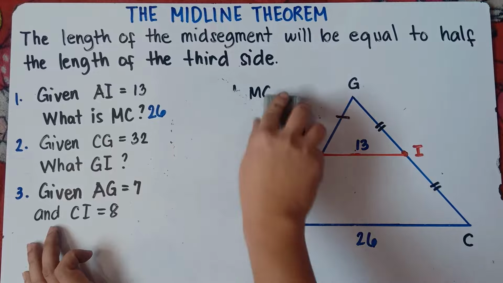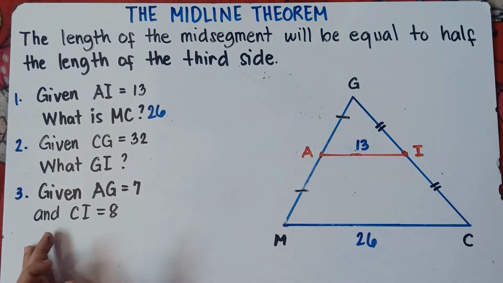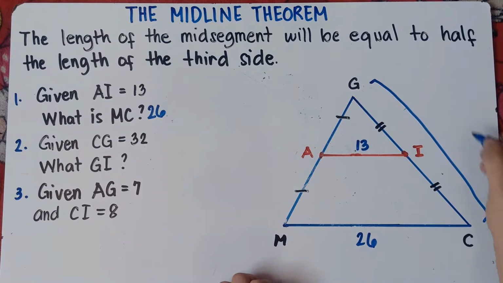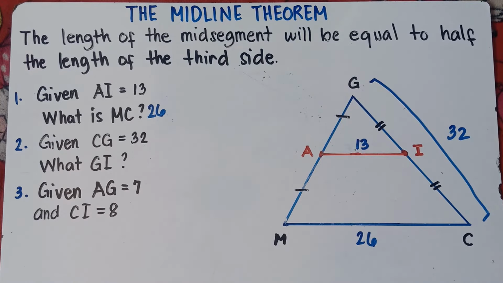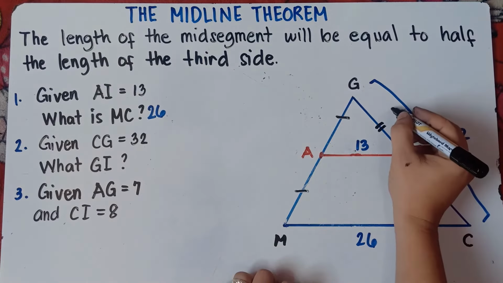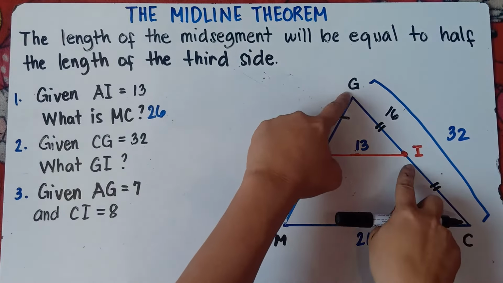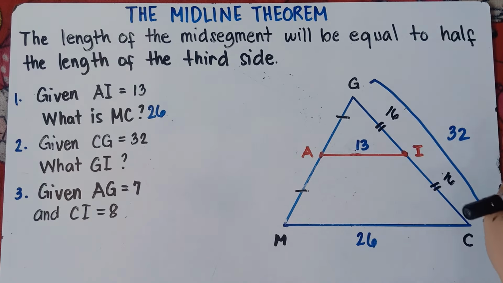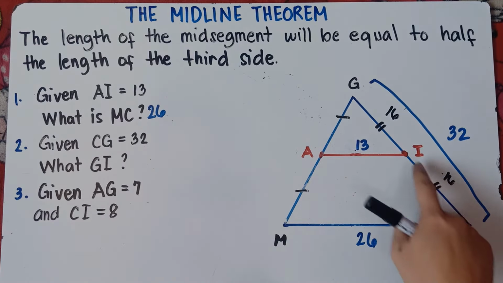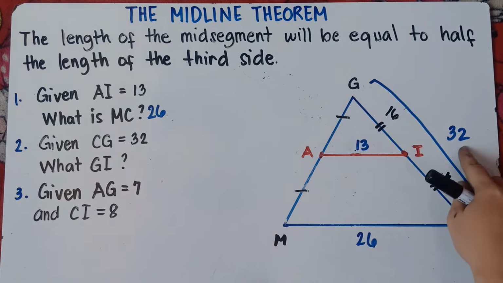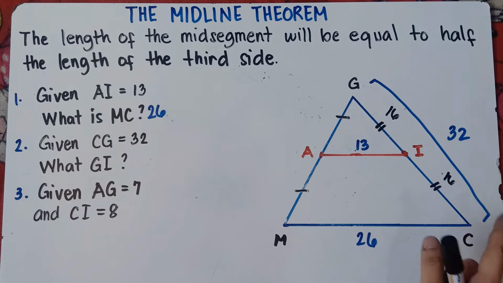Alright, let's have number 2. Easy, right, for number 1. Now, if GC is 32, what would be the length of GI? What's the length of GI, class? That's correct. If GC is 32, GI will be 16. Why is that, sir? Because if GI is 16, therefore, CI will also be 16, and 16 plus 16 is 32. Once again, class, this line segment CI is congruent to line segment GI. So, 1/2 of 32 is 16, because 16 plus 16 is 32.